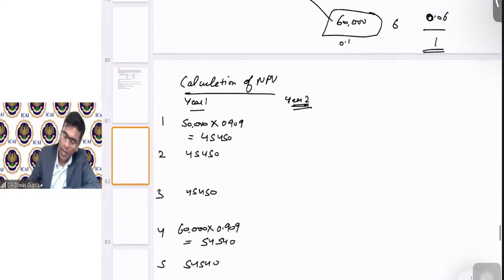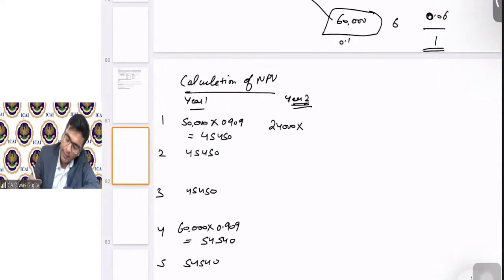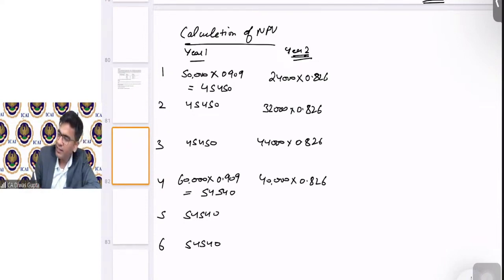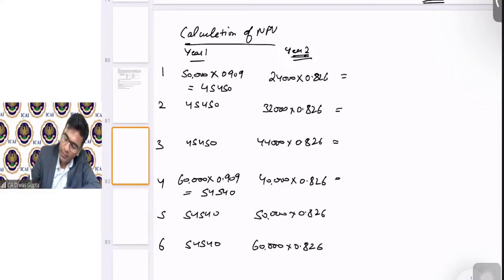Year 2, absolute cash flow, how much we have? 24,000 into 0.826. Okay, then 32,000 into 0.826, then 44,000, 0.826, then 40,000, 0.826. Fifth one is 50,000 into 0.826 because we are discounting from 2 years. So hence we are using 0.826. Then lastly 60,000 into 0.826.